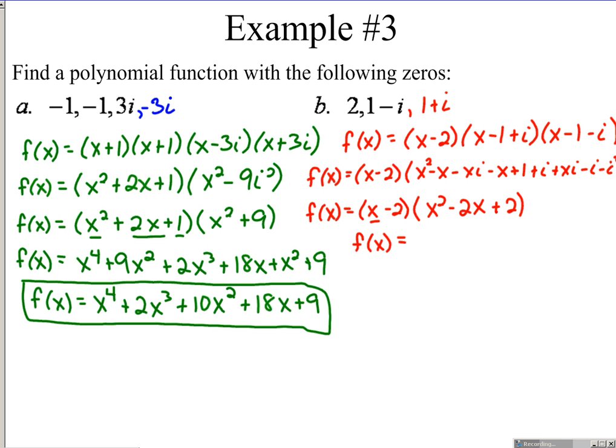Distribute x through to everything, we get x cubed minus 2x squared plus 2x. Distribute negative 2 through to everything, minus 2x squared plus 4x minus 4.